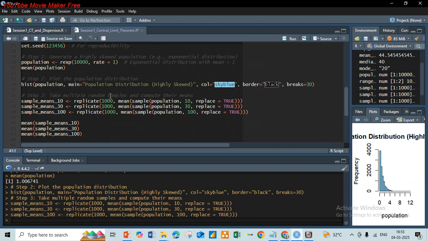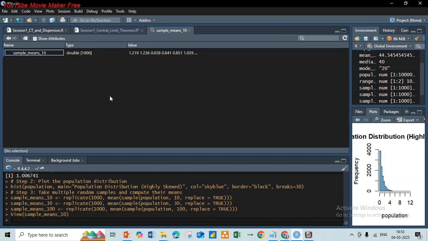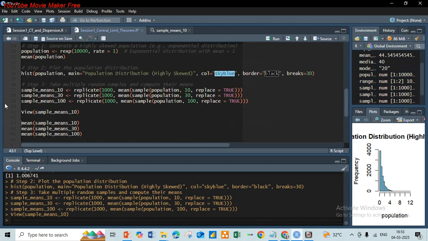Okay. So what do these variables now contain, right? So let us quickly see sample means 10, for example. What does it contain? It is again a list. It has 1,000 values and it contains certain values inside of it. It means that it has taken 1,000 samples and computed the mean of each of those 1,000 samples, stored it in the form of a list, right? Similarly for 30, similarly for 100.